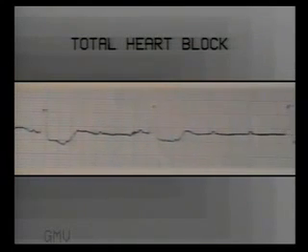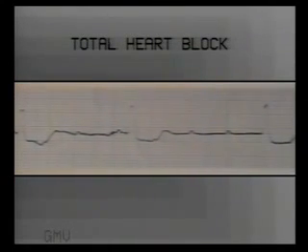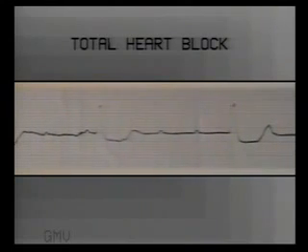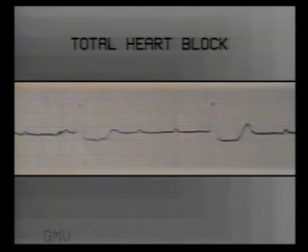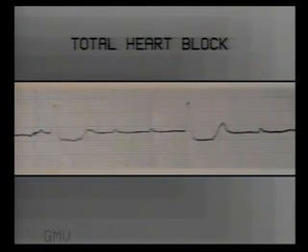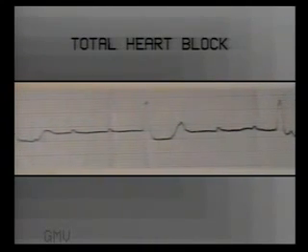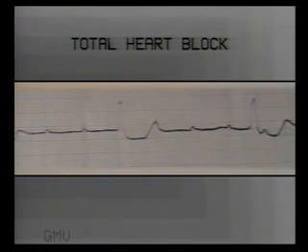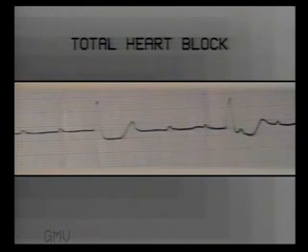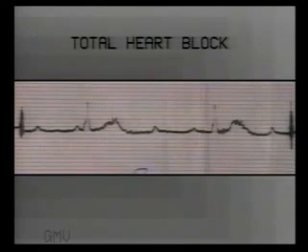Once again, note the regularly occurring P waves and independent slow wide QRS complexes. So in total heart block, there is no conduction from atria to ventricles and each beats at its own rhythm. This is another ECG of total heart block. Identify the atrial rhythm and the ventricular rhythm.